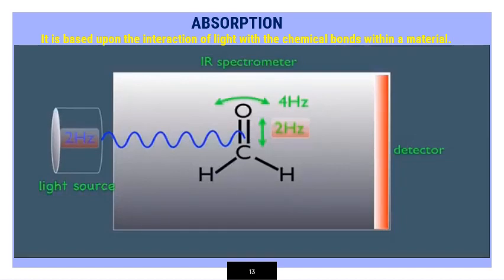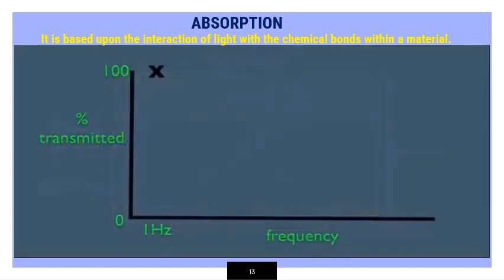Let's see what this would look like on our graph now. Again, at 2 hertz frequency light, the detector would say not very much transmitted through it. A lot of it was absorbed. So we have a small percent that's transmitted. And that would be this point on the graph.